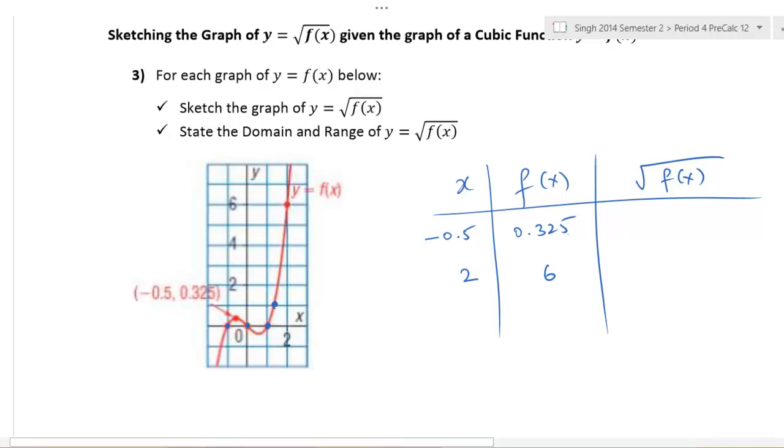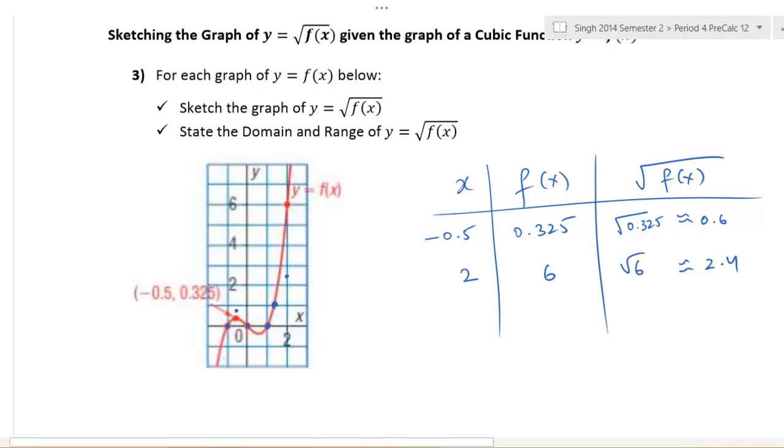Couple of values we picked. Square root of f of x is square root of 0.325. I get approximately 0.6. And square root of 6, I get approximately equal to 2.4. Let me graph these points. So at -0.5, I'm going to have a value that's roughly 0.6, so above that. And at 2, I'm going to have a value that is 2.4, so here.